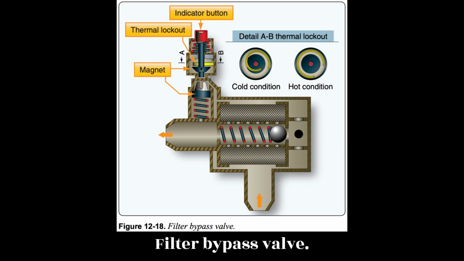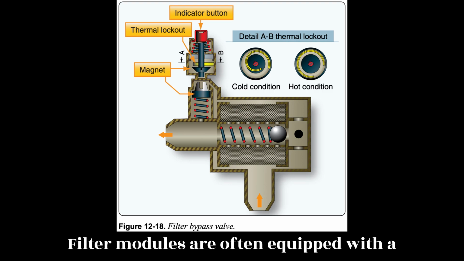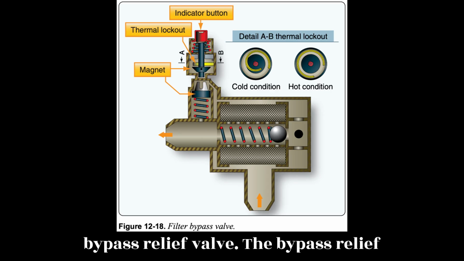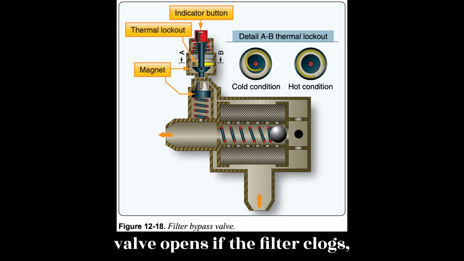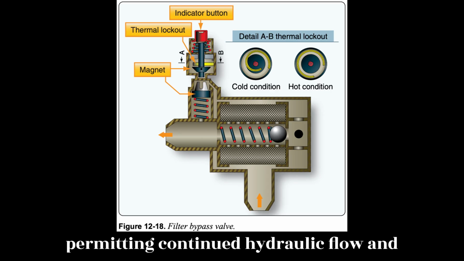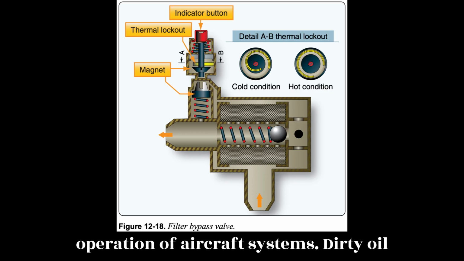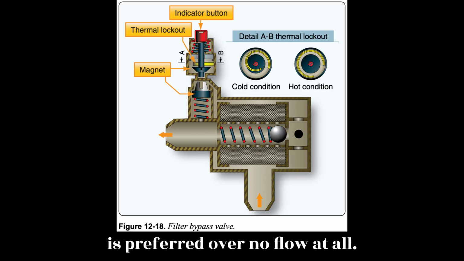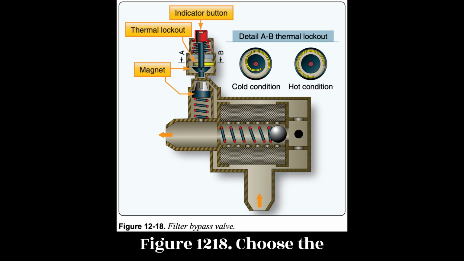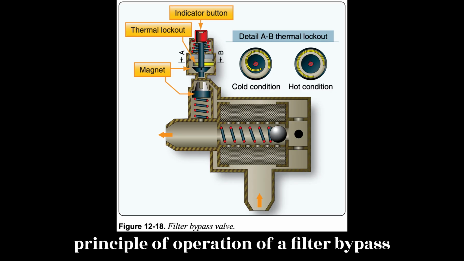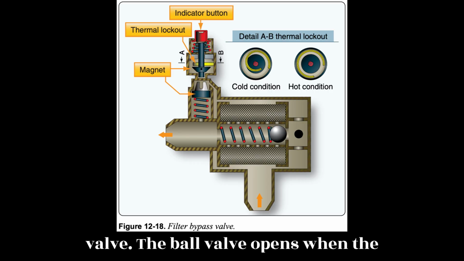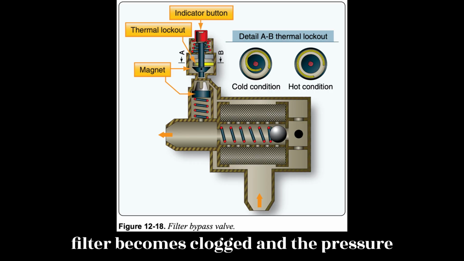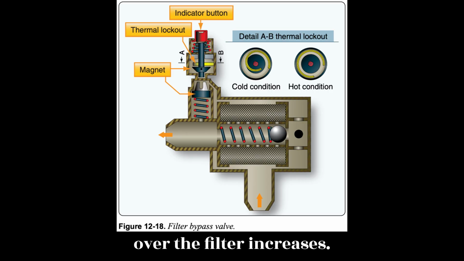Filter bypass valve. Filter modules are often equipped with a bypass relief valve. The bypass relief valve opens if the filter clogs, permitting continued hydraulic flow and operation of aircraft systems. Dirty oil is preferred over no flow at all. Figure 12-18 shows the principle of operation of a filter bypass valve. The ball valve opens when the filter becomes clogged and the pressure over the filter increases.